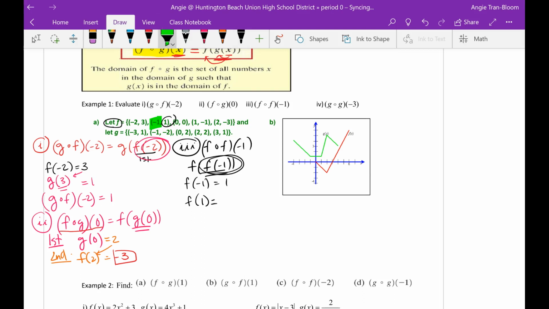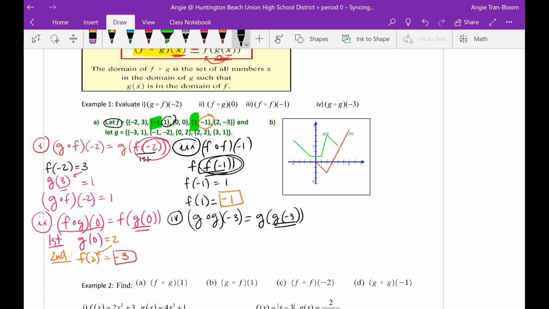Again, go to the f function and find the input is 1. That means the output is -1. So my final answer is -1. For part i, it is asking you to do g of g of -3. Oops, why am I writing radical of -3? By definition it is g of g of -3.